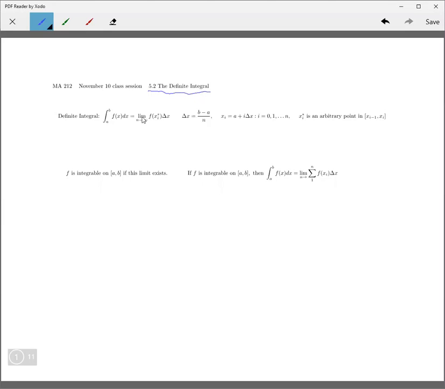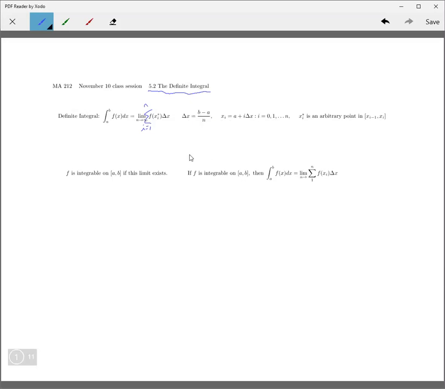The definite integral is defined in this way right here. Oops, I forgot, this should be a summation. So you're summing from 1 to n of this quantity right here, and the delta x's are b minus a over n. This is a more specific version. There's a more general version where these can be anything, but just to make things simpler, we use this right here for now. And the xi's are given by these.